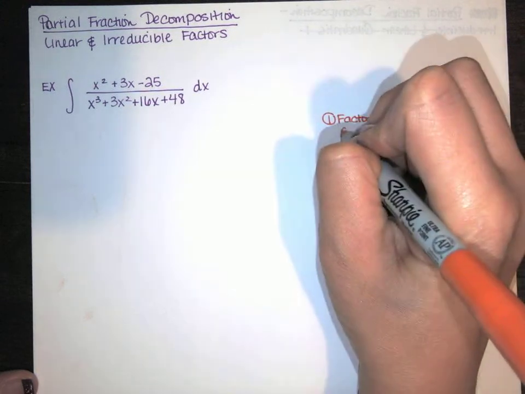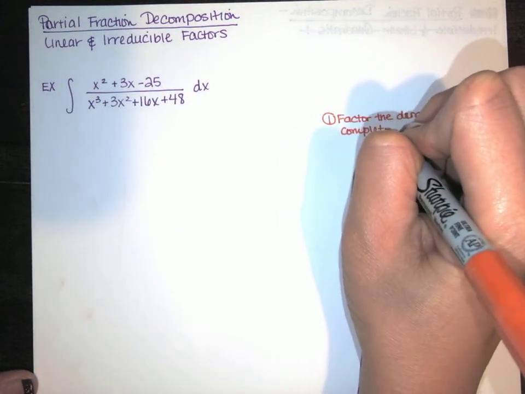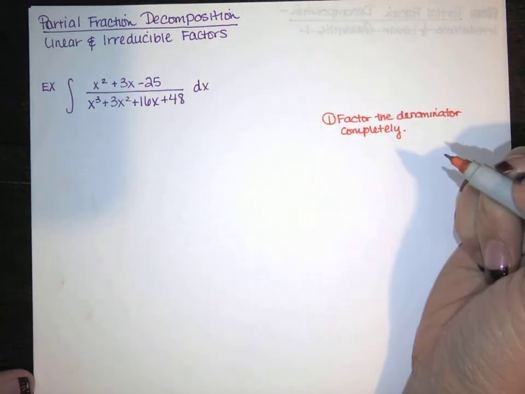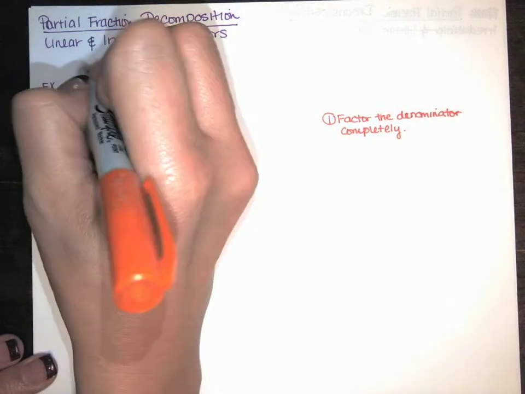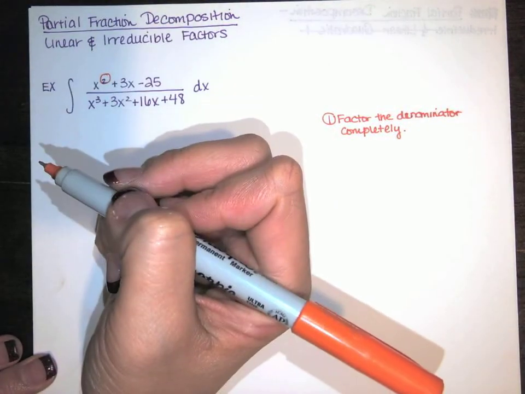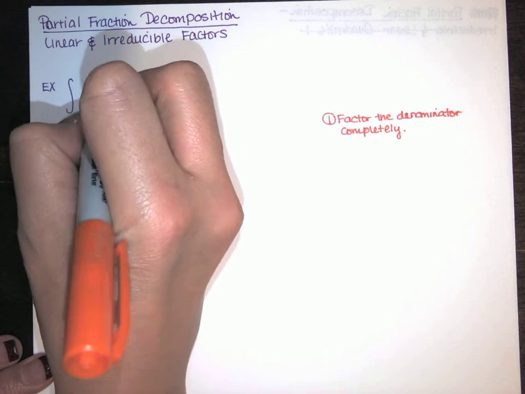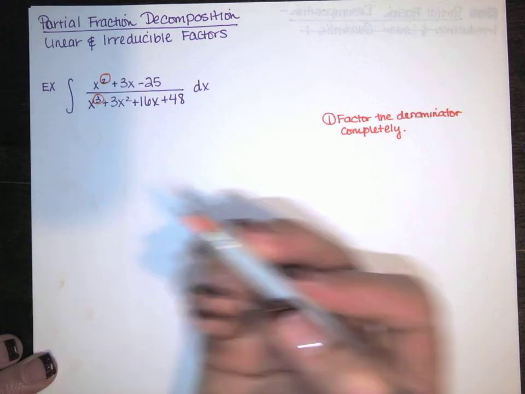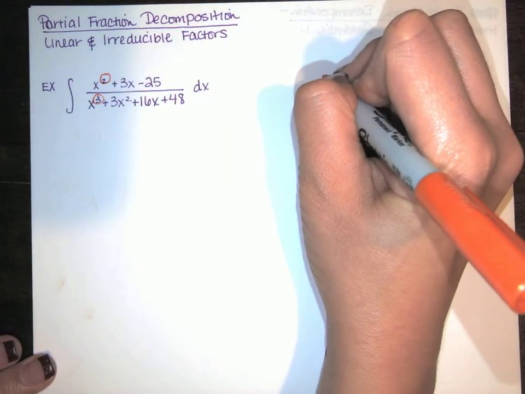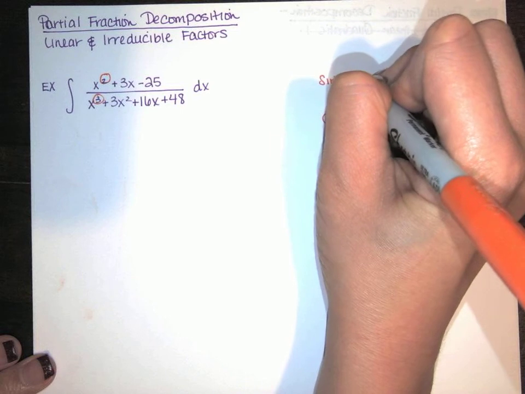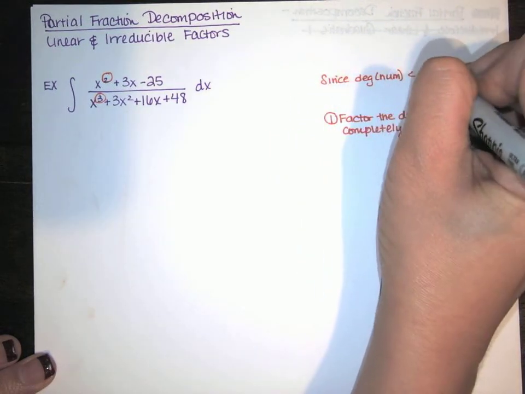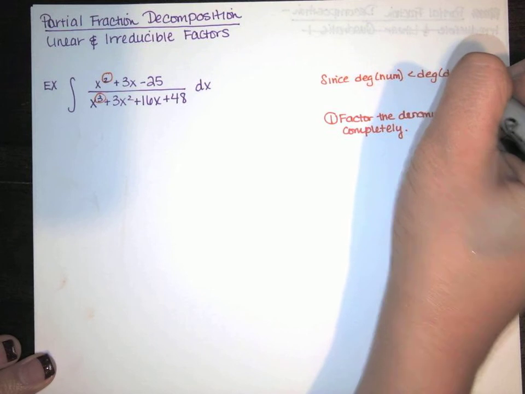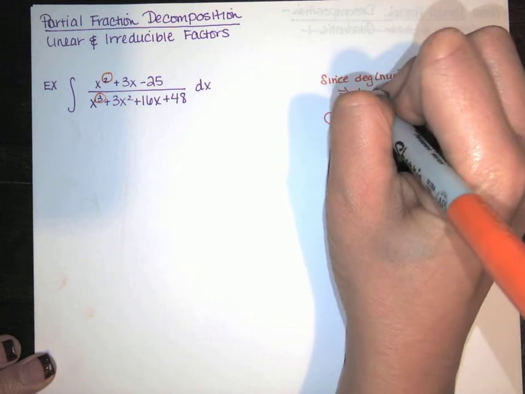Actually, there's one other thing that we needed to check. Basic rules don't work, u sub doesn't work. Notice that the degree of the numerator is 2. That's the highest power of x in the numerator. And the degree of the denominator is 3. Since the degree of the numerator is less than the degree of the denominator, we're just going to go straight to partial fractions.